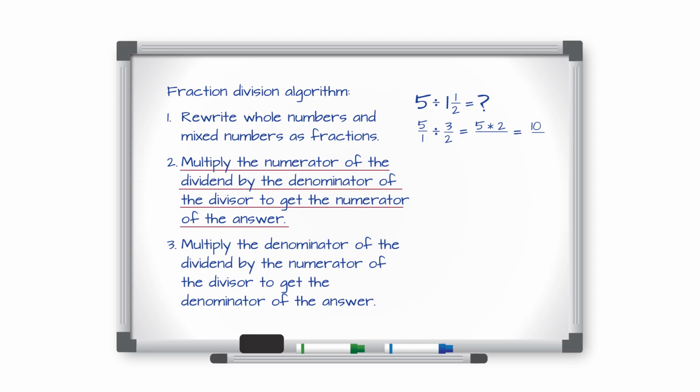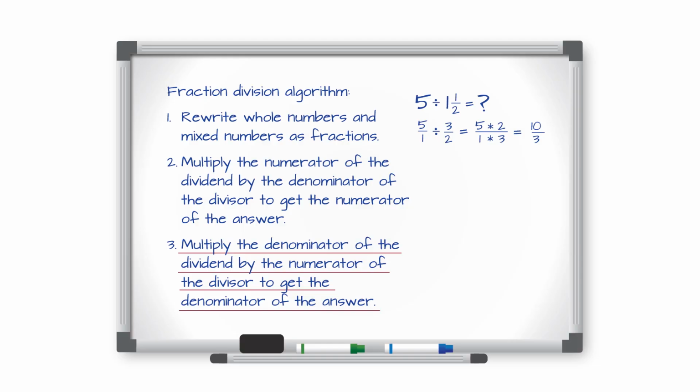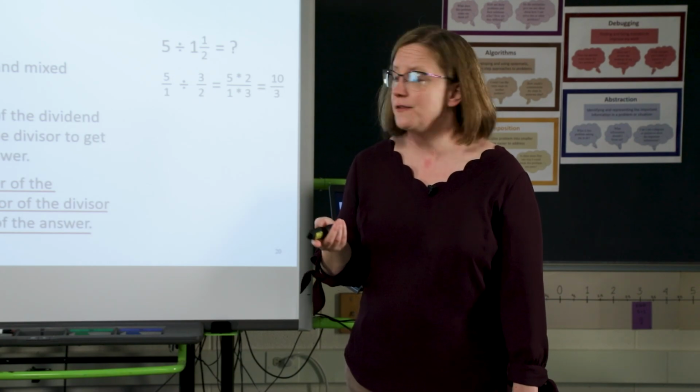Okay? And then here's the second step. We have to think carefully. We are multiplying the numerator of the dividend by the denominator of the divisor to get the numerator of the answer. So in this case, we're saying 5 times 2 is 10. 10 is the numerator of our answer. And then step 3 says, multiply the denominator of the dividend by the numerator of the divisor to get the denominator of the answer. So in this case, we end up with 1 times 3 is the denominator of our answer. So we end up with an answer of 10/3.